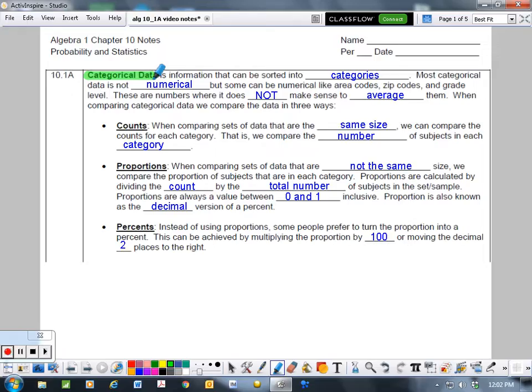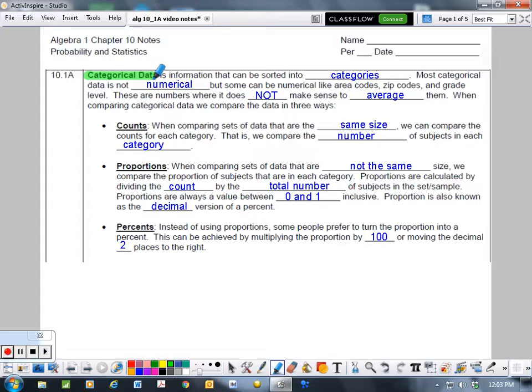Now, most categorical data is not numerical, but some can be numerical, like area codes, zip codes, or grade level. Now, these are numbers where it does not make sense to average them. So we don't average phone numbers, we don't average area codes, we don't average zip codes, and we don't really average grade level because it doesn't really make sense in the large scheme of things.